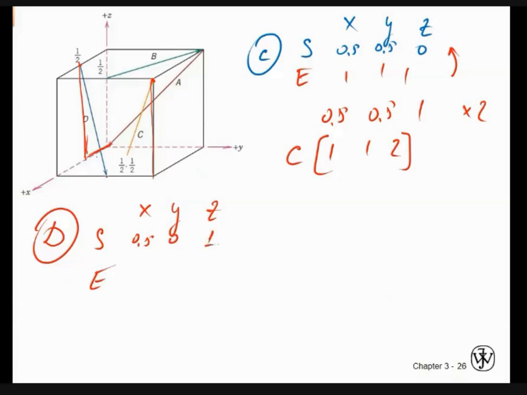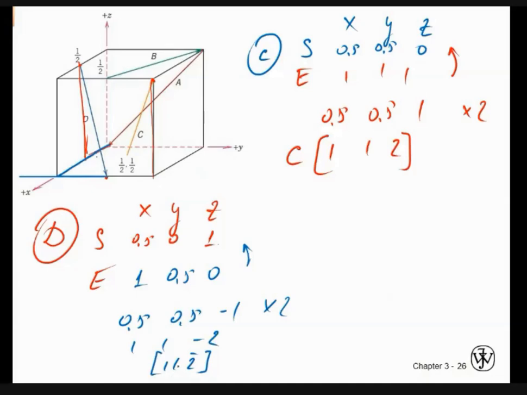For N, which is here, let me change color. If I go full length in X, half length in Y. So 1, 0.5, and I didn't use Z, so 0. So end minus start will be 0.5, 0.5, negative 1. Multiply by 2, 1, 1, negative 2, and enclose it in a bracket without commas. That's the Miller indices for vector D.